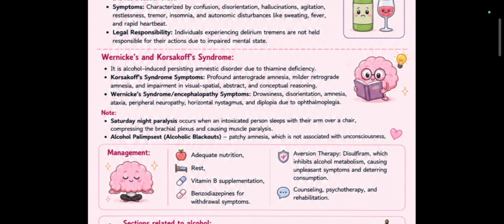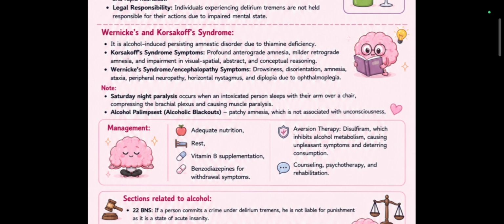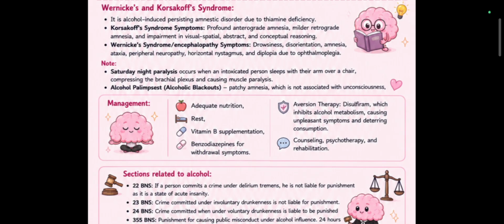Now, how are you going to manage? Adequate nutrition, rest, vitamin B supplementation, benzodiazepines for withdrawal symptoms, and aversion therapy with disulfiram, which inhibits alcohol metabolism, causing unpleasant symptoms and deterring consumption. Counseling, psychotherapy, and rehabilitation. So disulfiram inhibits alcohol metabolism, because of which unpleasant symptoms occur, which leads to a decrease in alcohol consumption because of those unpleasant symptoms.